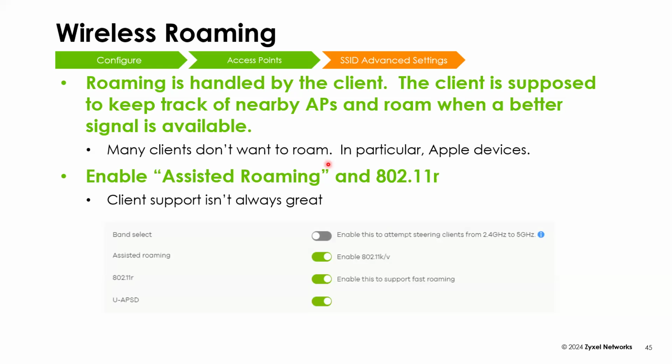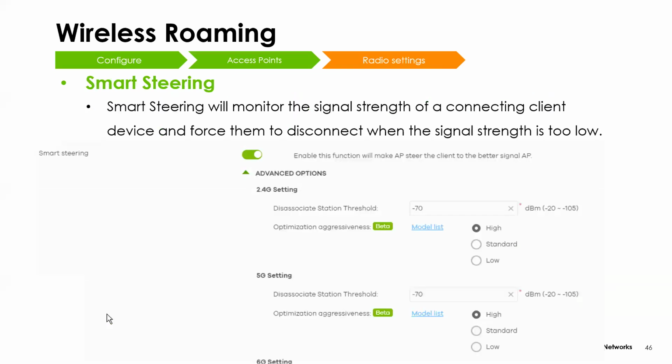So while your phone may be able to see that access point and pick up signals from it, no problem, your phone may not be able to send the signal back all the way to the access point. So it doesn't know that the access point isn't carrying its signal, basically. So we have the ability to use the smart steering function in Nebula to try to work around this. You go to configure access points, and then you go to the radio settings section. You're going to want to enable smart steering.